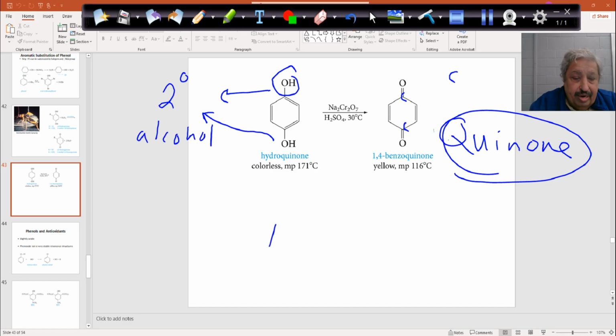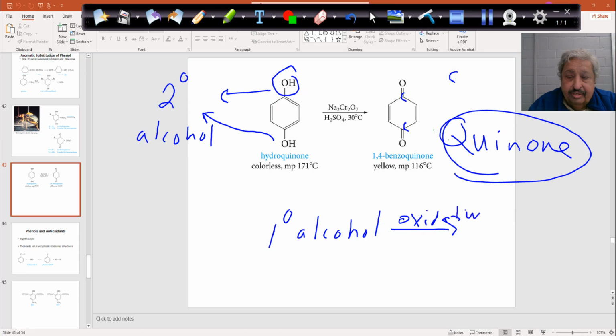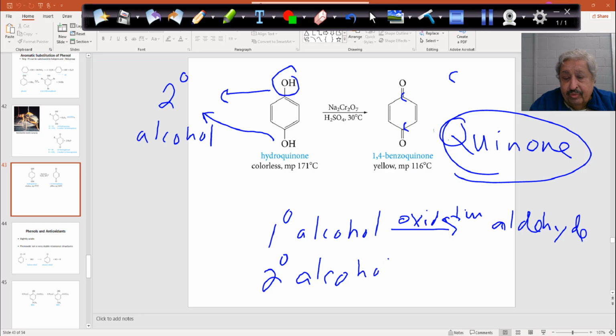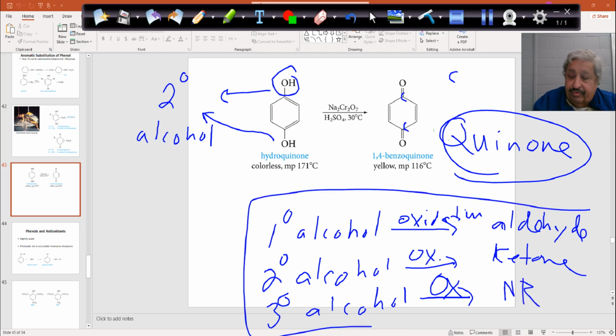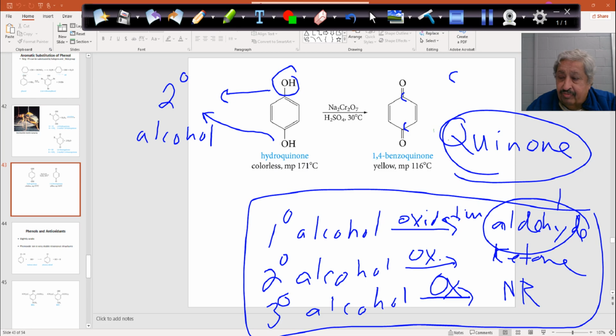Remember that when you oxidize a primary alcohol, you get an aldehyde. A secondary alcohol, we mentioned that last time, will give you ketones upon oxidation. That's the next chapter. And tertiary alcohol oxidation is not possible; there is no reaction. So those are very important types of reactions. The aldehyde can be further oxidized to carboxylic acid.